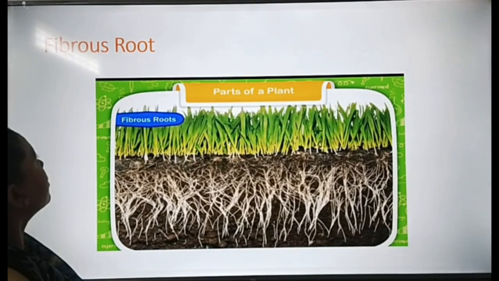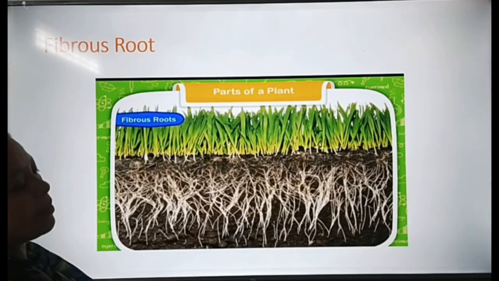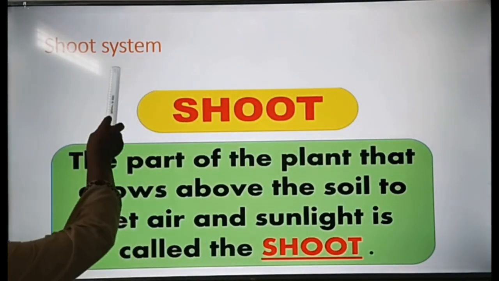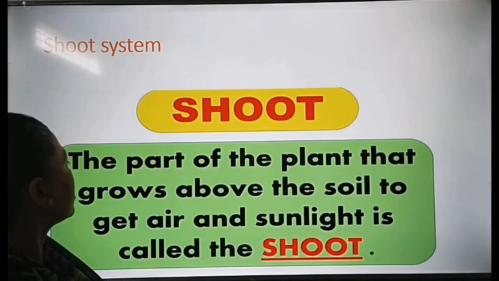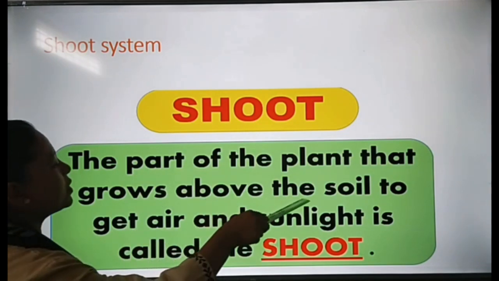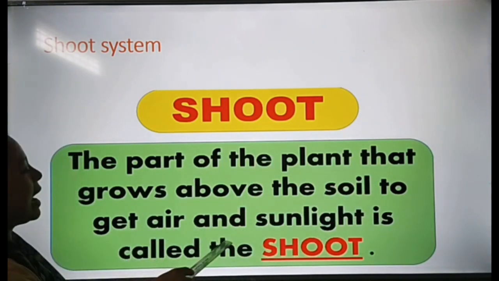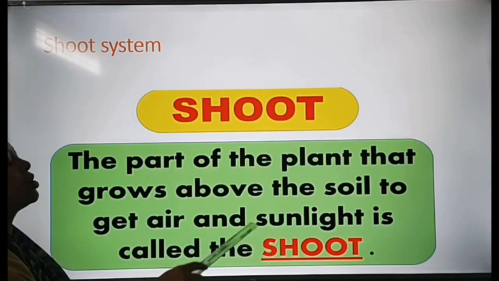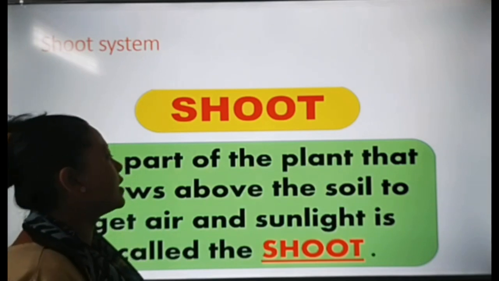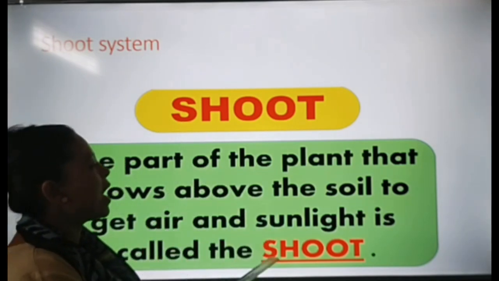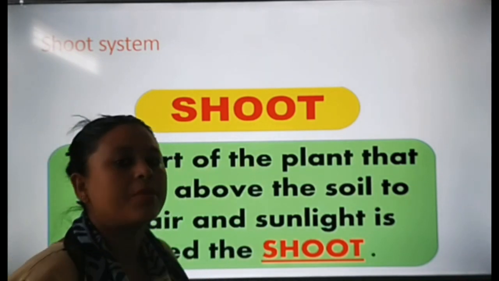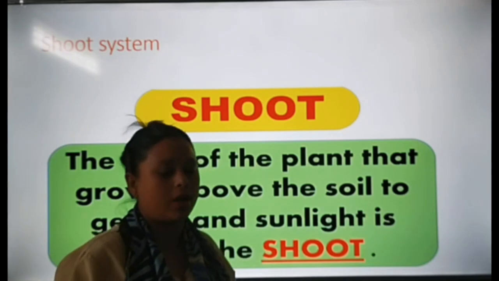Now the next one is an example of fibrous root, okay? So the next one is the shoot system. The part of the plant that grows above the soil to get air and sunlight is called the shoot system or shoot. So shoot system means we can find this part of the plant above the soil. It is not under the soil, but above the soil, okay?